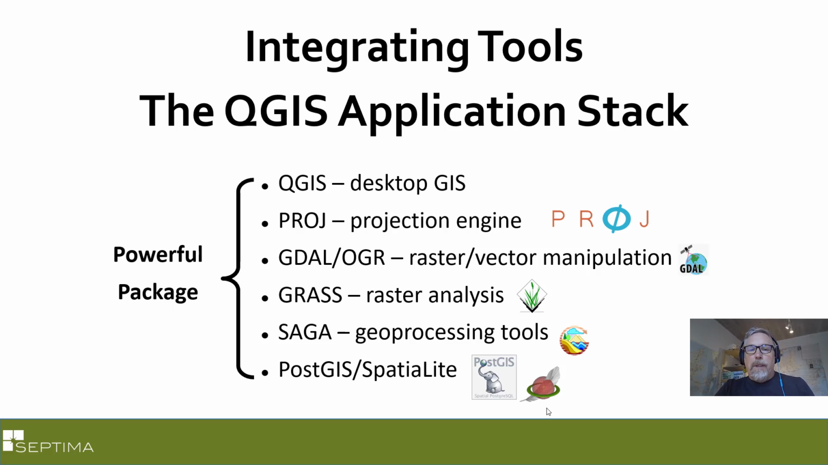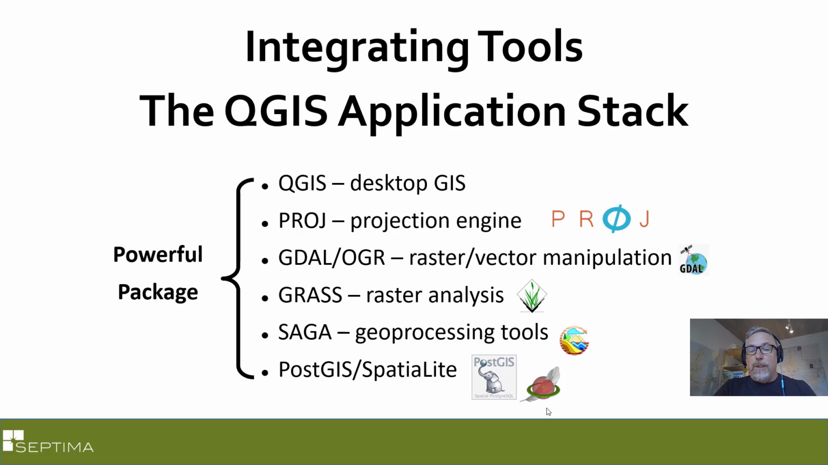So for handling coordinate reference systems and projections, there's an open source project called Proj, and QGIS incorporates that to handle that. There's another set of twin software projects called GDAL and OGR, which are raster and vector manipulation software, and these allow QGIS to read and write almost every kind of geospatial data.